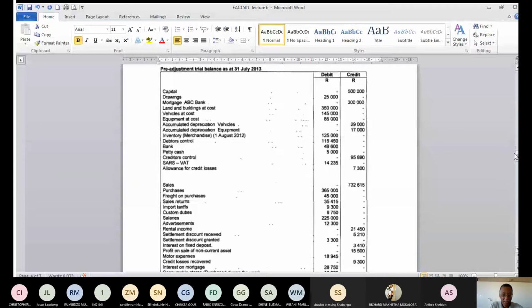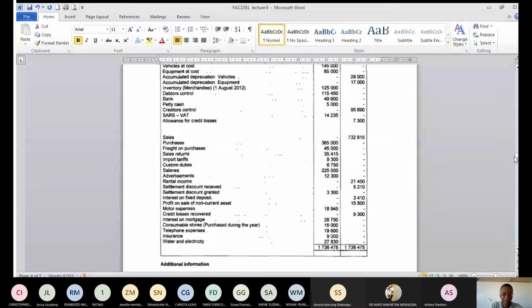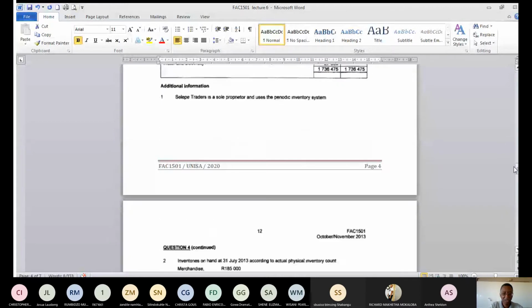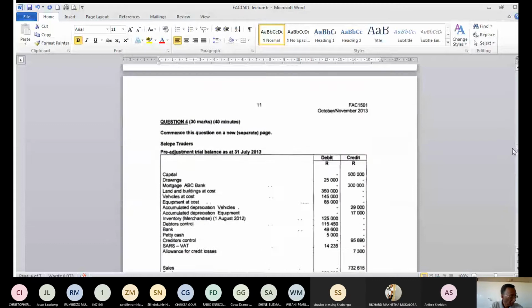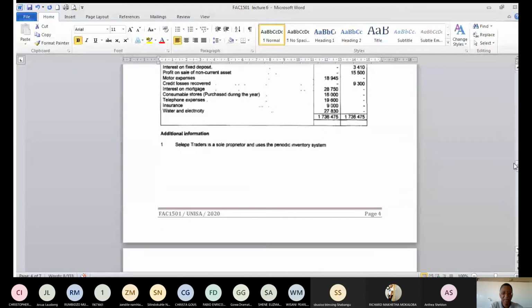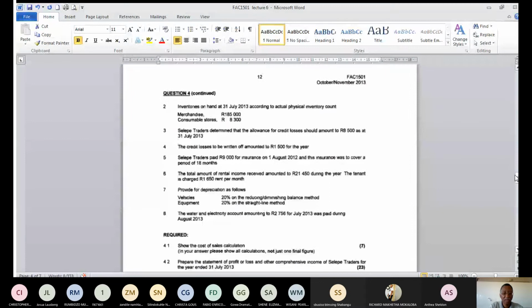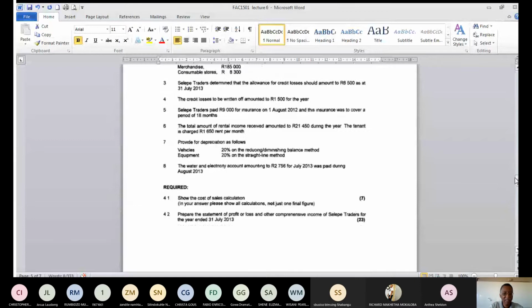They gave you a pre-adjustment trial balance, capital, drawings, mortgage, all of those accounts. And then at the bottom, we've got sales and purchases and freight on purchases and sales returns. All of that is given there. And then we have additional information. Under our additional information, we say that Selepe is a sole proprietor that uses the periodic inventory system. And we have got adjustments there, further adjustments from number 2 right down to number 8.